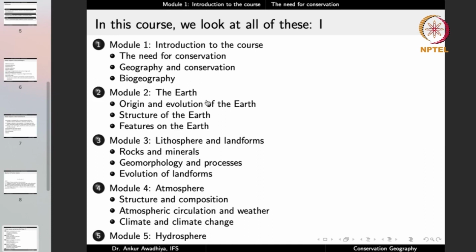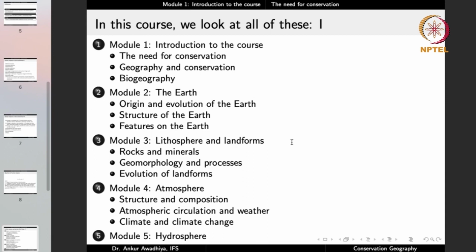In the second module, we will explore the Earth. We will look at the origin and evolution of the Earth from its very beginnings. We will look at the structure of the Earth, what is the Earth from the inside. We will look at the features on the Earth or the geomorphology of the planet.